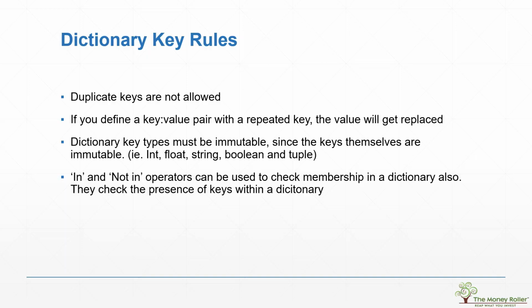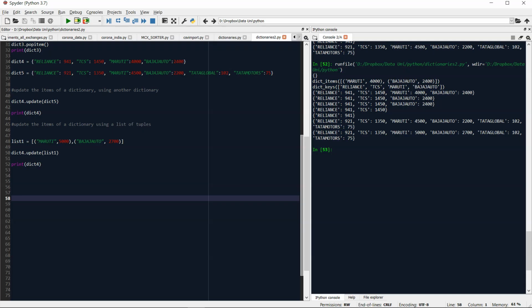Okay. So now if you remember, the in and not in operators can be used to check membership in a dictionary also. But what they do is they check the presence of keys within the dictionary. So just like with tuples, the in and not in operators can be used. They'll give you a true or false value, but they will check for a key.